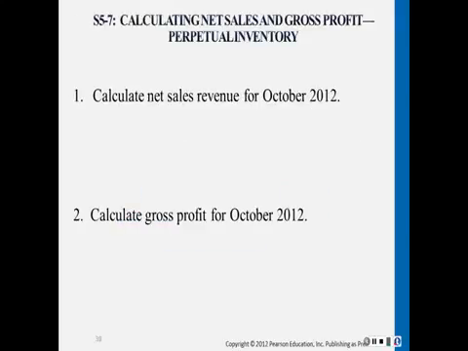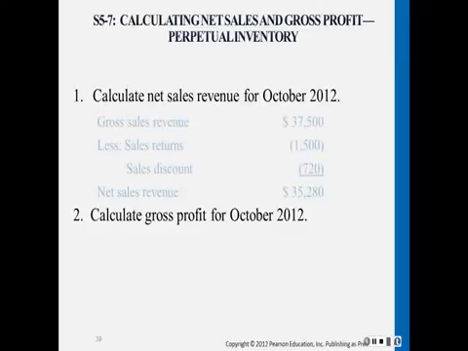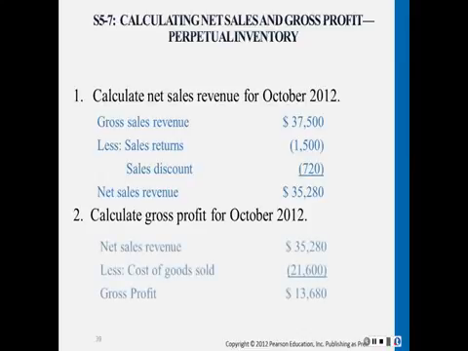Short exercise 5-7 reviews how to calculate sales and gross profit in a perpetual inventory system. Gross revenue, $37,500, less the sales return of $1,500, less the sales discount of $720, gives us net sales revenue of $35,280. Gross profit is net sales, $35,280, less cost of goods sold, which is $21,600. That gives a gross profit of $13,680.